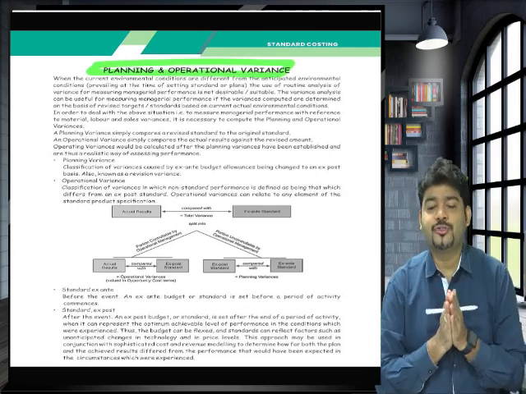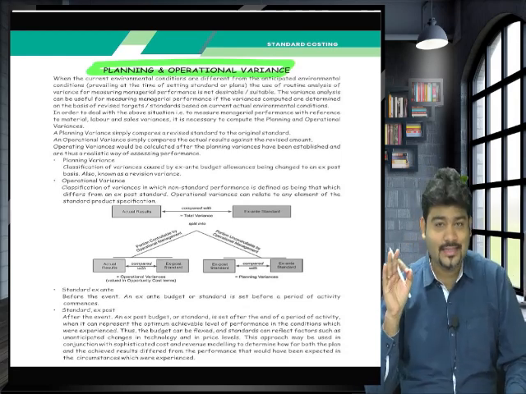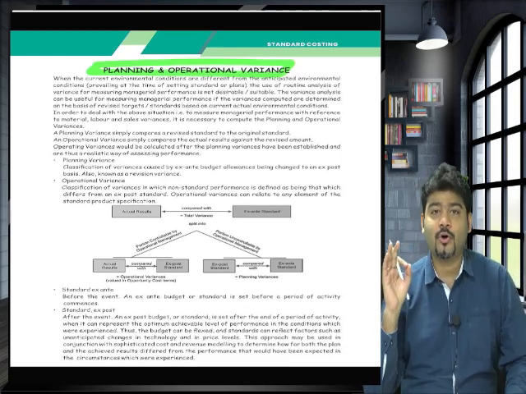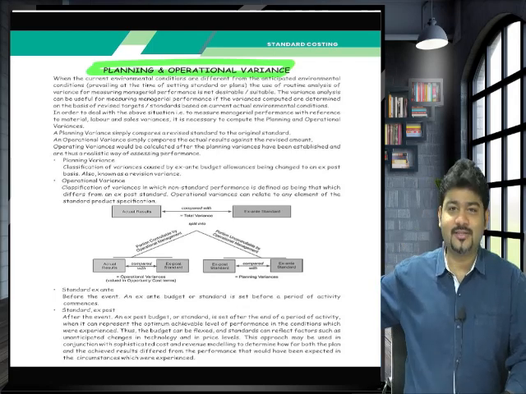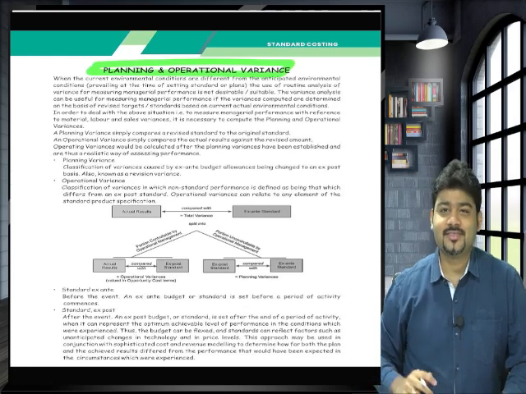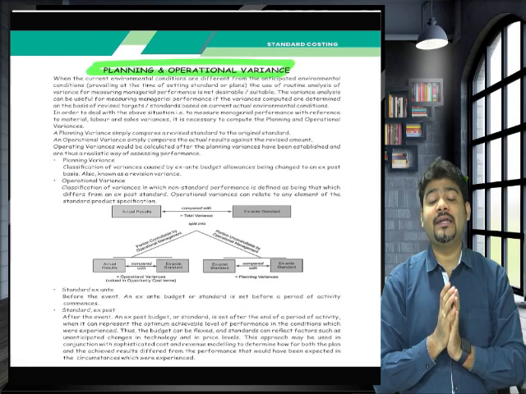Chalo. So now we are going to start today with a very important concept which can be asked in the examination for 10 marks and has already been asked in the exam for 10 marks. See, you guys keep looking here. Manage it for some time. So, planning and operational variance. Now this is an international concept.